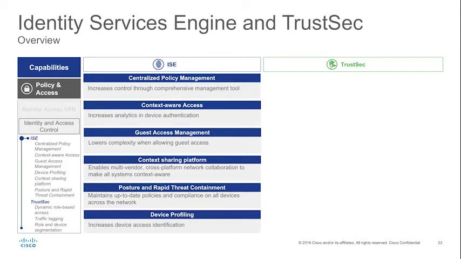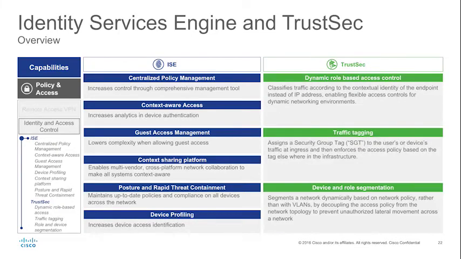And closely integrated with ISE is Cisco's TrustSec. TrustSec gathers contextual data about who and what is accessing the network. It provides dynamic role-based access control, which can be defined by business roles or whatever makes sense for a customer's organization, traffic tagging, and device and role segmentation. Now let's take a closer look at ISE's centralized policy management, which is also the management platform for TrustSec.